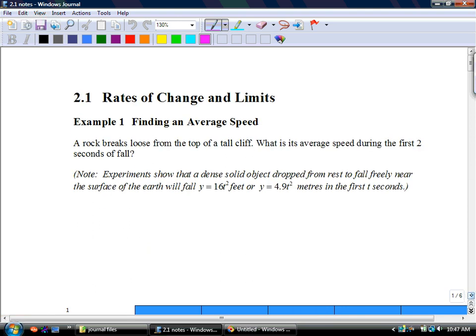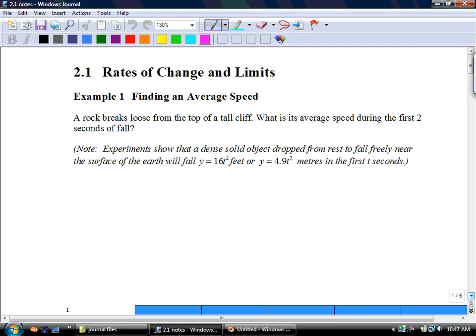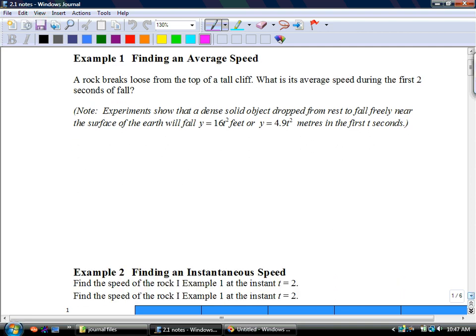So, a rock breaks loose from the top of a tall cliff. What is the average, sorry for the physics example, average speed of the first 2 seconds of the fall? So, what we're looking at here is how fast the rock falls on average during the first 2 seconds.